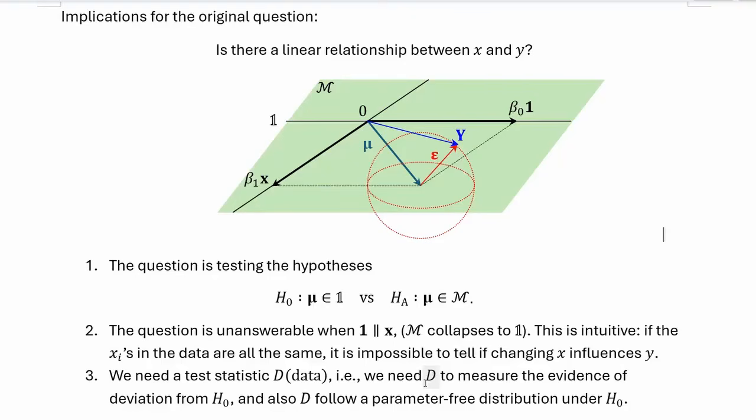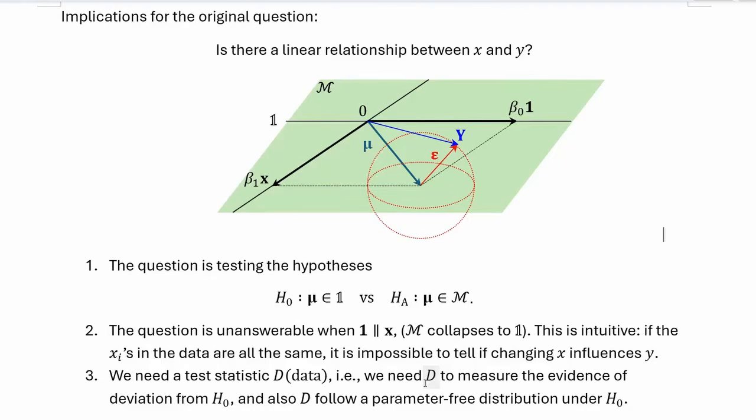Or equivalently, the test statistic measures the deviation of the data from the null hypothesis. It is a measure of evidence. And we also need D, the test statistic, to follow a parameter-free distribution under H0. So this goes back to the basics of hypothesis testing.